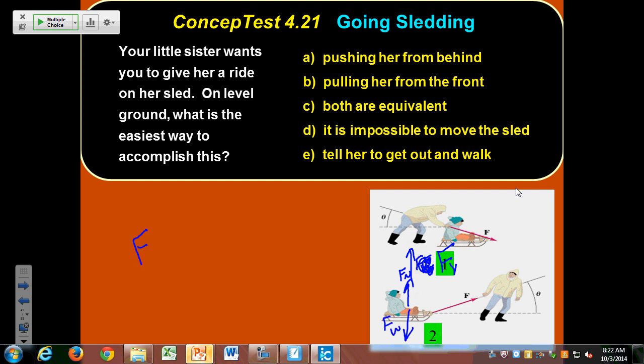So I would say Fy plus Fn equals Fw. So Fn is equal to Fw minus that y component of the force. By pulling up, you decrease the normal force, whereas if you're pushing down, you increase the normal force. In general, whenever you're trying to move something on the ground, it's always better to pull up than push down, because you decrease the frictional force.